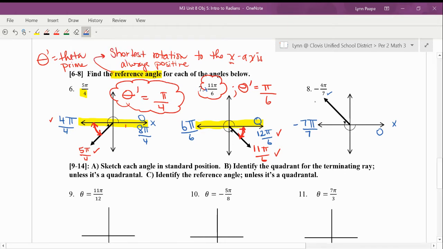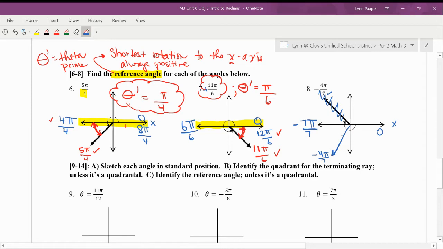I think this is drawn in the wrong quadrant, I just realized. So negative 4 pi over 7, that's in the wrong quadrant. Okay, so we'll fix that. So where should negative 4 pi over 7 be? Let's ignore this. This is in the wrong spot. So that should be somewhere over here. So let's draw that. Let's fix that mistake. So there's negative 4 pi over 7 there.